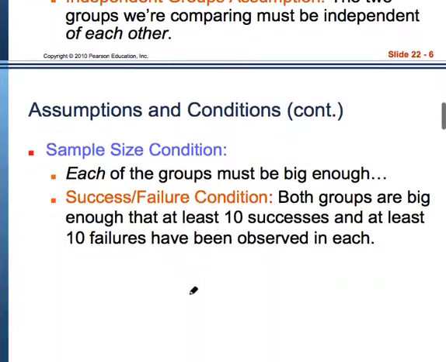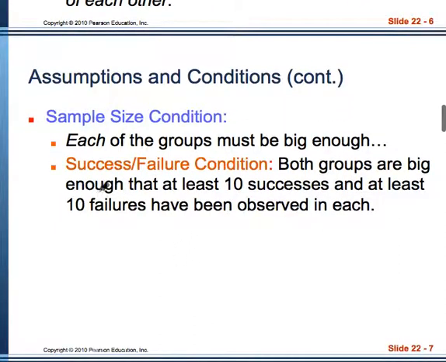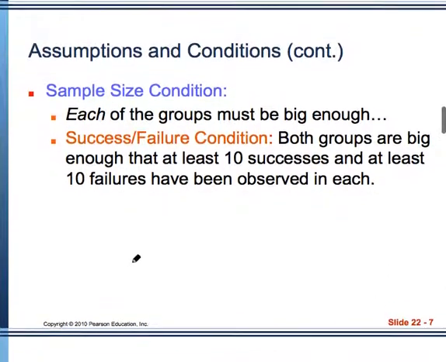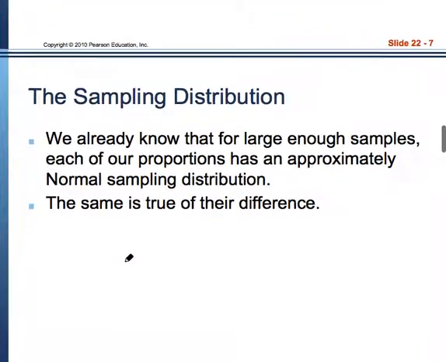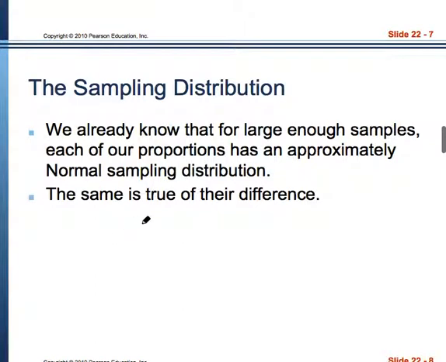And then the last one is the sample size. So still looking at the success and failure. You must show that each of the groups is large enough, that each of the groups has at least 10 successes and 10 failures. For large enough samples, each of our proportions has approximately a normal sampling distribution, and the same is true of their difference. So if we sample big enough, we are going to have a normal curve for our sampling distribution.